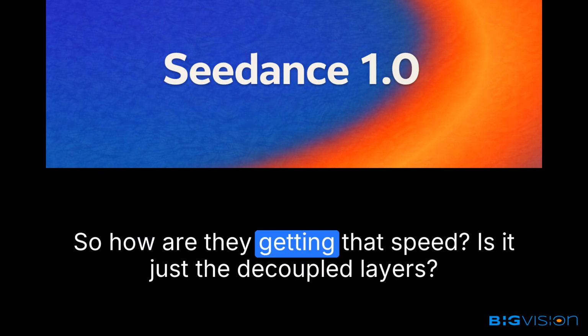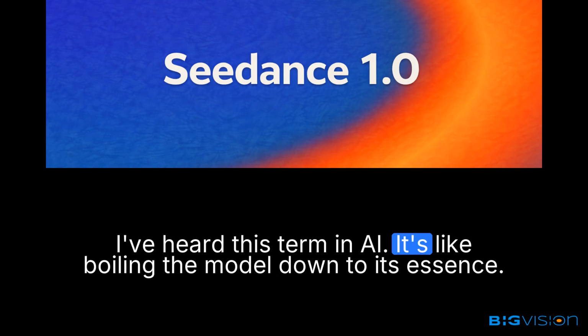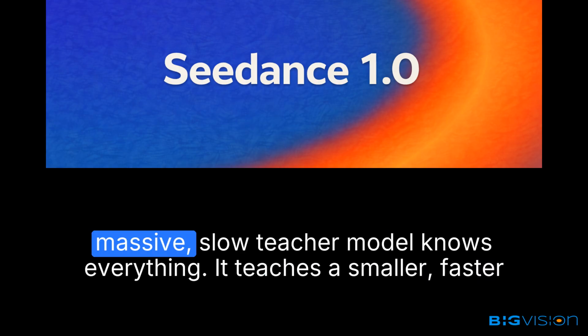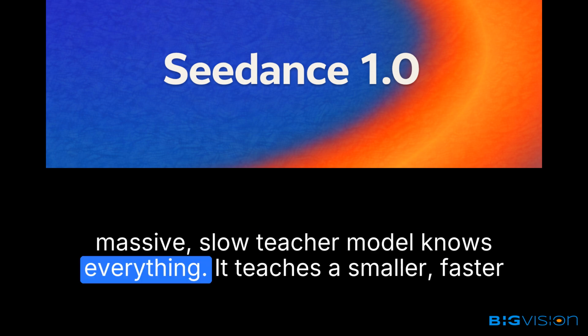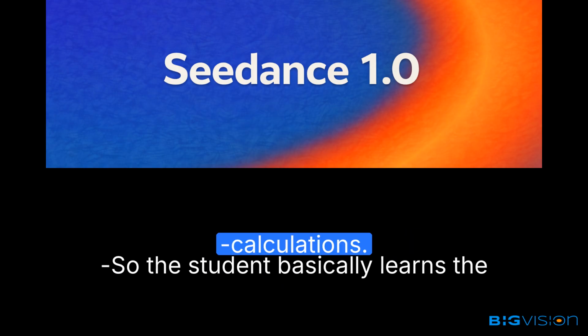So how are they getting that speed? Is it just the decoupled layers? That helps, but the heavy lifting is done by a process called distillation. I've heard this term in AI. It's like boiling the model down to its essence. That's a great way to put it. Think of it like a master and an apprentice. The massive, slow teacher model knows everything. It teaches a smaller, faster student model how to get to the right answer without doing all the long, complex calculations. So the student basically learns the shortcuts.